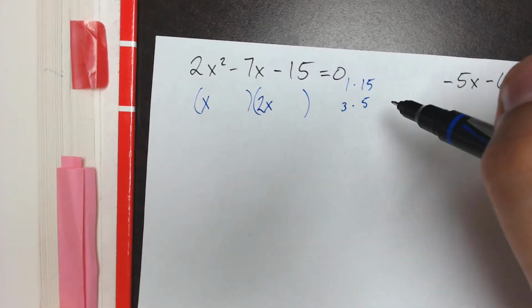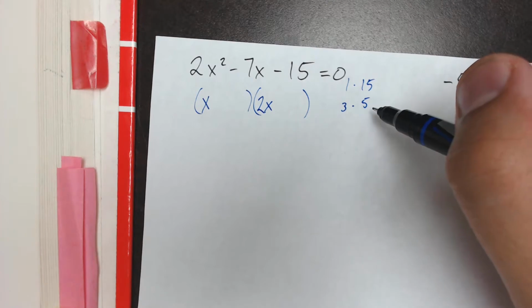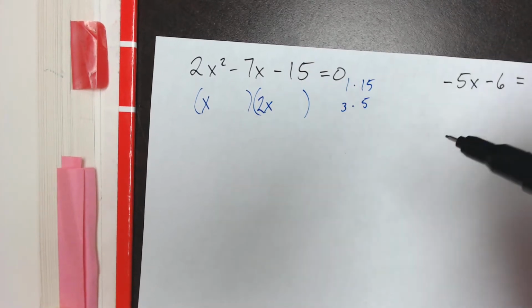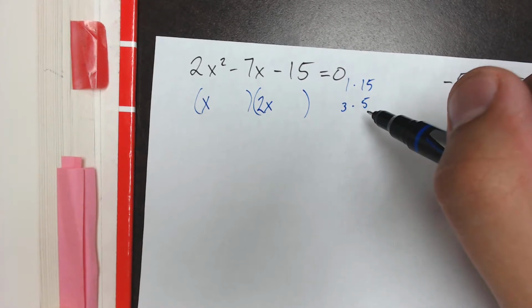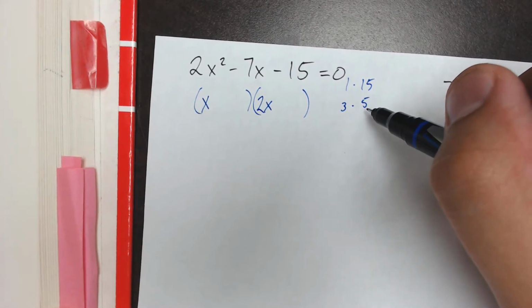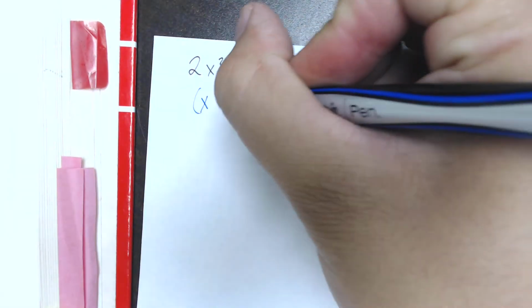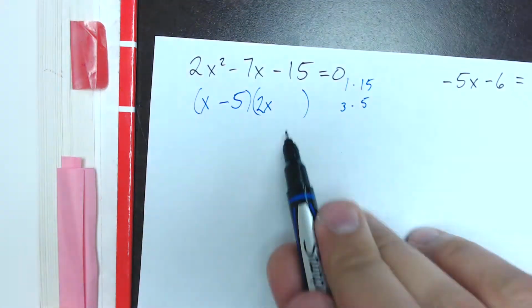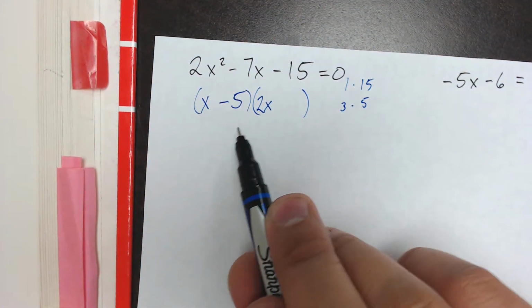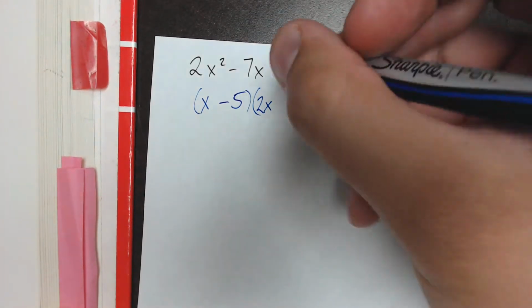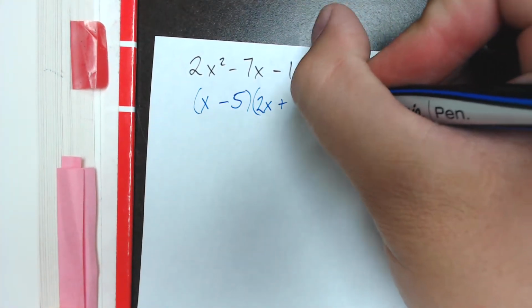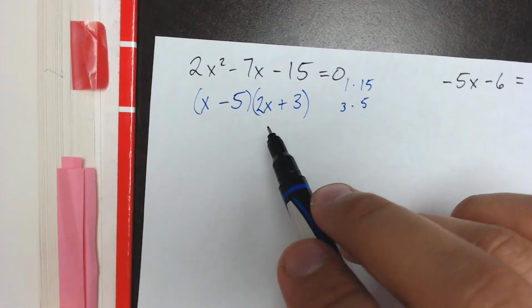So then I'll try the 5. If I double the 5, will 3 and 10 ever end up as 7? They will. And it would have to be the negative 5. So what I do here is once I realize that, I take the 5, I make it a negative, and I put it away from the 2. It cannot be in the same spot as the 2 because it has to get multiplied by the 2. Then I know that the last sign is positive 3. So that's advanced trinomial factoring.